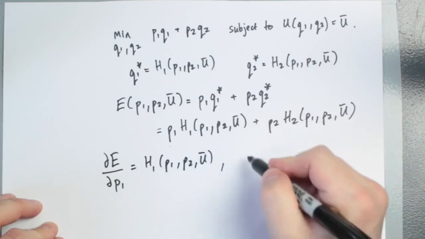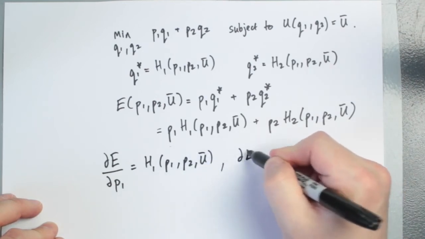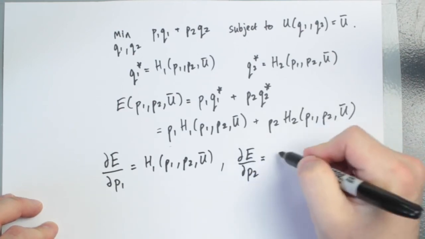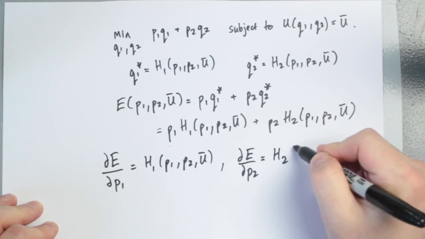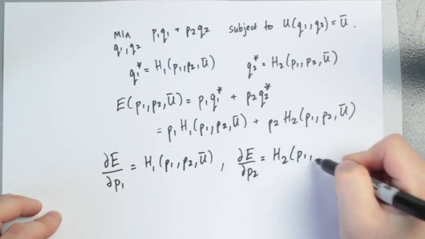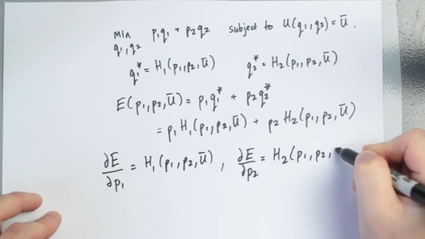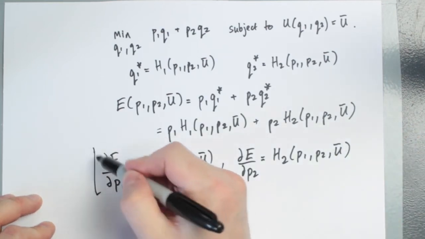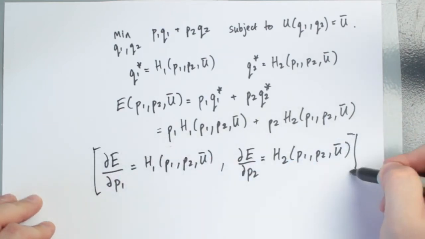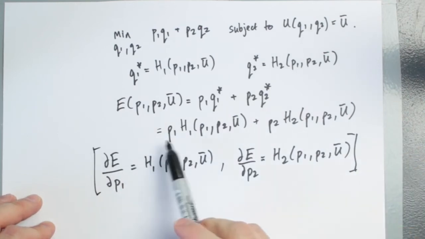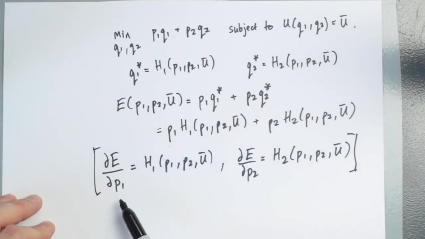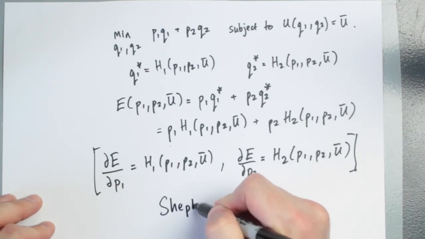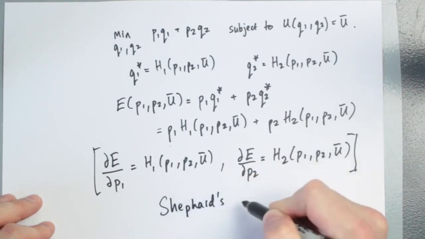Okay? And if I partially differentiate the expenditure function with respect to the price of good 2, I get this very similar result that pops out the Hicksian demand function for good 2. So this result, the fact that if you partially differentiate the expenditure function with respect to a good's own price you get its Hicksian demand, is known as Shephard's lemma.